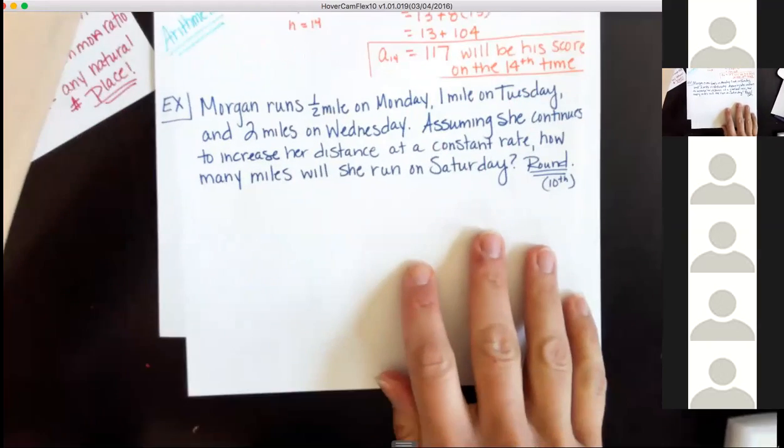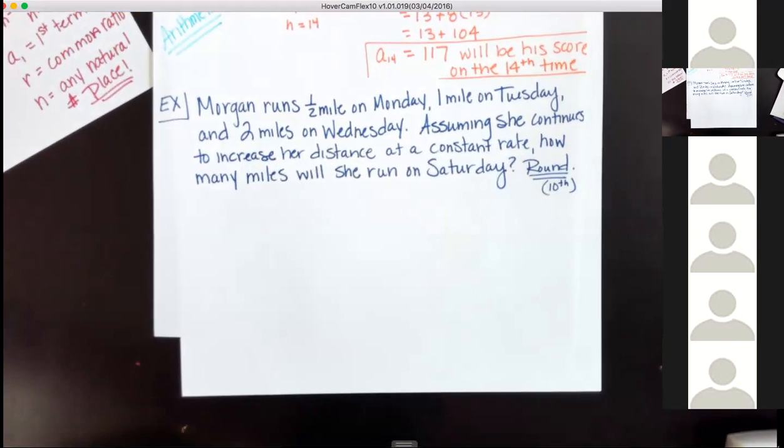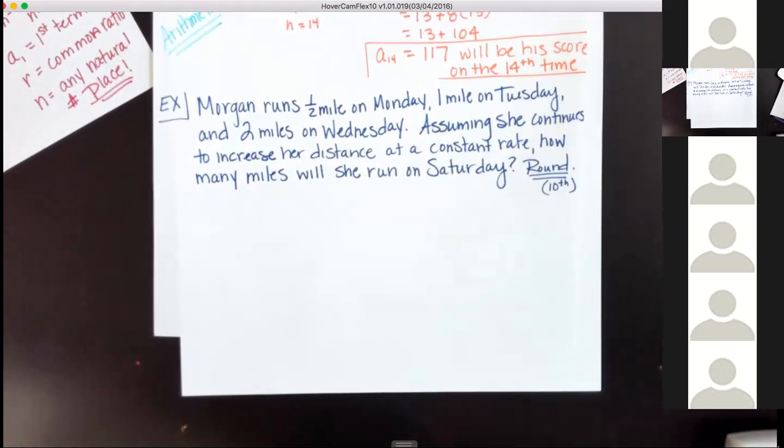And this time, Morgan's going to run half a mile on Monday, 1 mile on Tuesday, 2 miles on Wednesday, assuming that she continues to increase her distance at a constant rate. Again, they keep making sure they put all those stipulations so you know that we're talking about sequences, constant. How many miles will she run on Saturday?